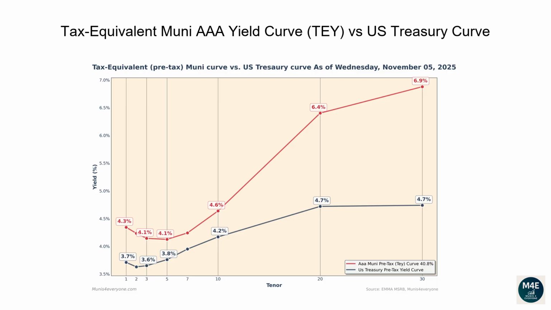Observing the current graph, we can see that currently all the Muni tax-equivalent yields, based off a 40.8% tax rate, are above Treasury yields. When this scenario happens, it may be less convenient for investors to buy US Treasury bonds. For example, if you wanted to buy a 30-year bond, a AAA Muni bond would yield 6.9% compared to a lower yield of 4.7% from a Treasury bond.